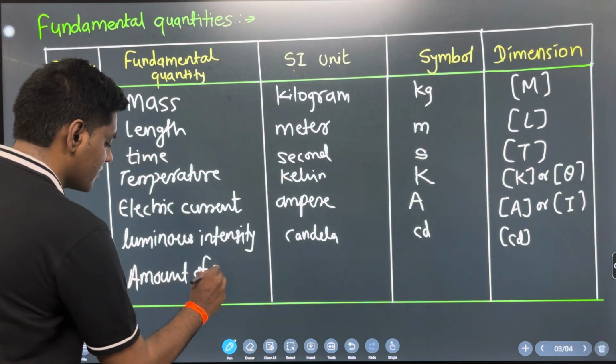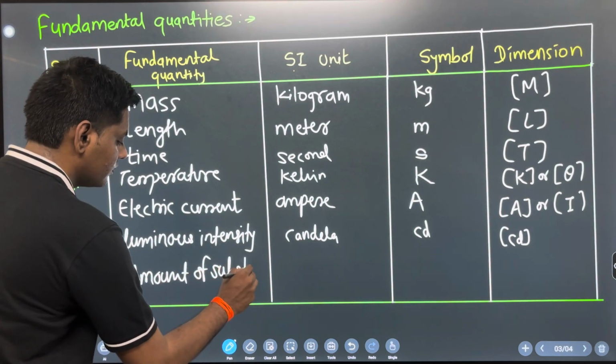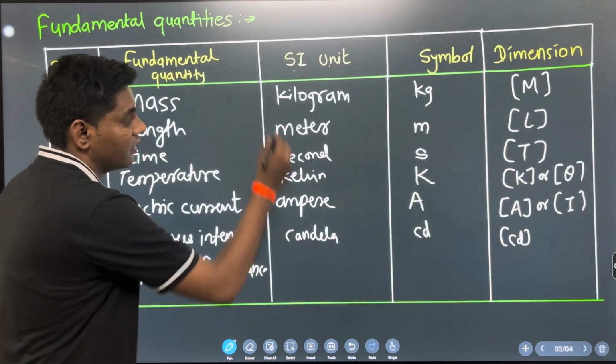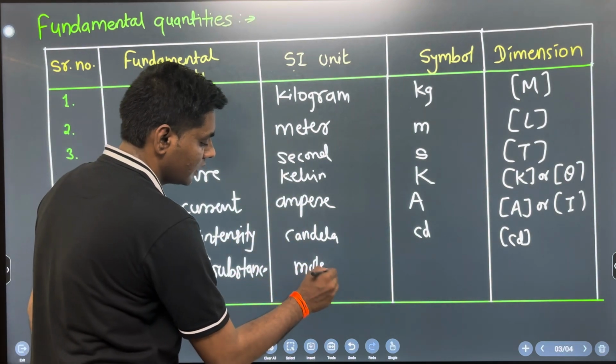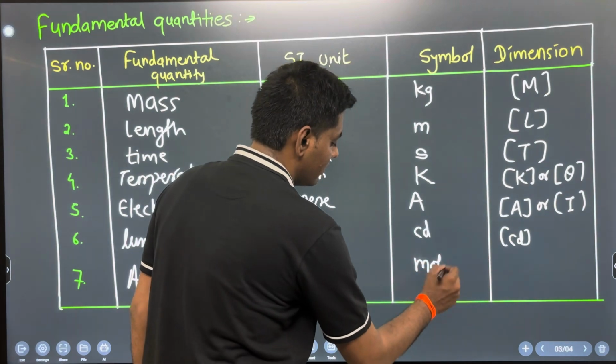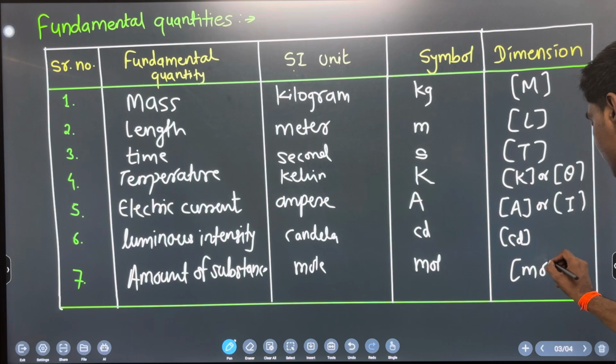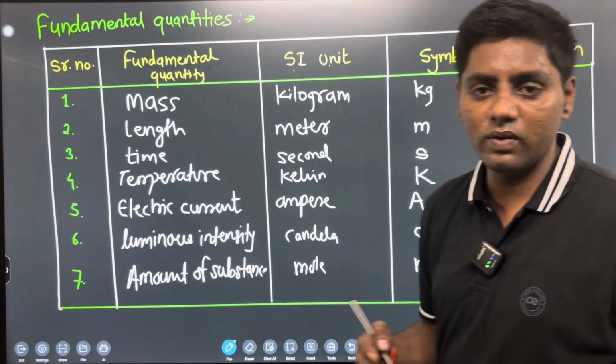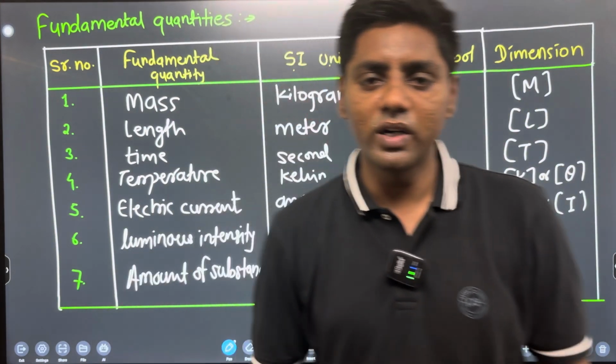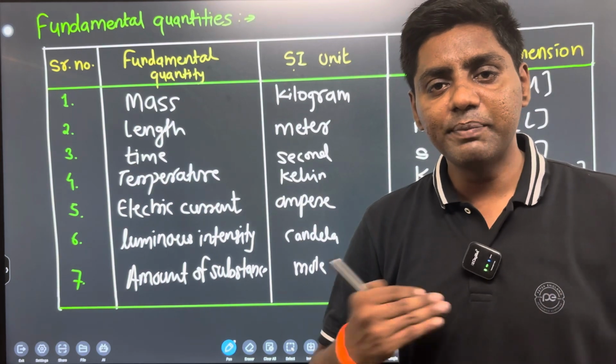Amount of substance. So having SI unit is mole, the symbol is mol, and then the dimension is N. So make the notes of the 7 basic fundamental quantities. आपको अच्छे से याद रखना है. So recap करना है जल्दी.